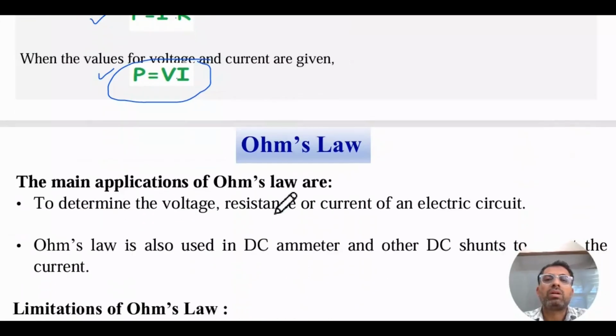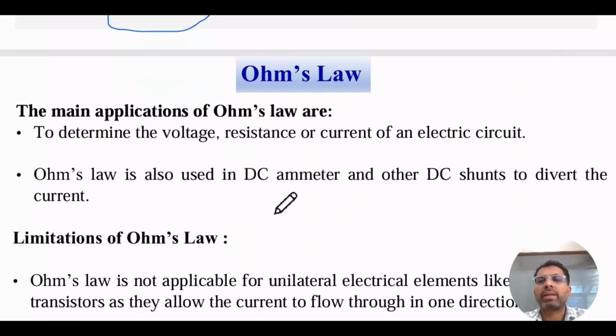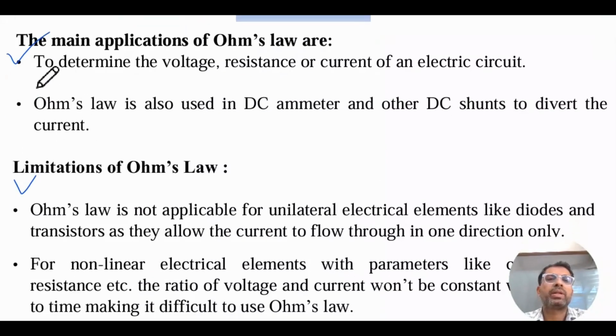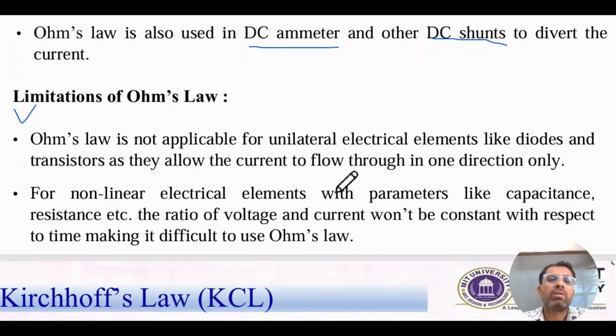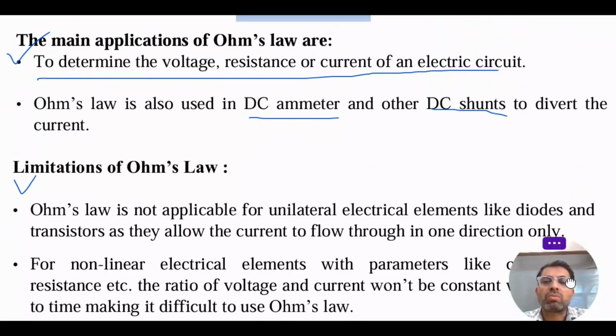Now a sub question can be like that: what are the applications of Ohm's law and what are the limitations of Ohm's law? So the applications are very simple: to determine the voltage, resistance, and current of the electric circuit, which right now we have calculated, and Ohm's law is also used in the DC ammeter and DC shunt circuit, right? So what are the limitations of Ohm's law? Very important.